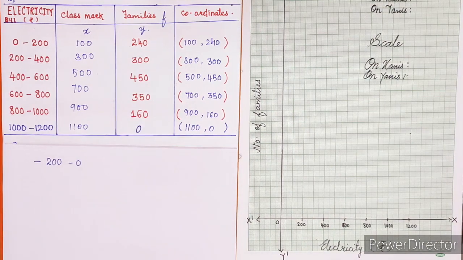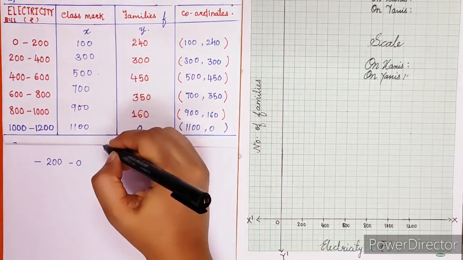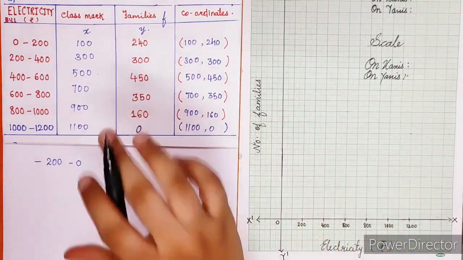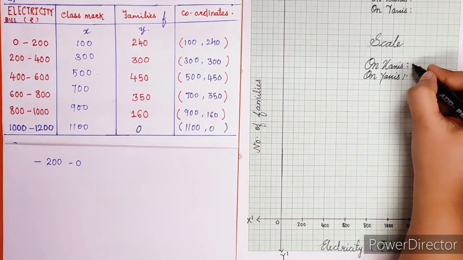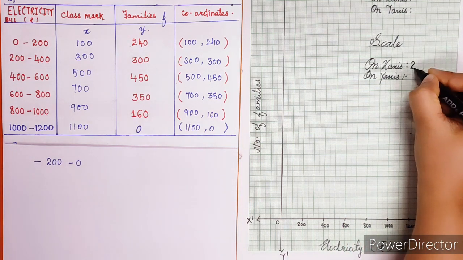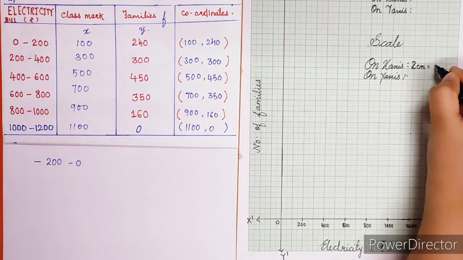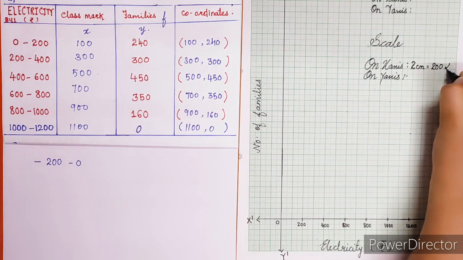On the x-axis, we'll be plotting the class mark. On the y-axis, we'll be plotting the families. Here I have written the classes on the x-axis: 0 to 200, 200 to 400, 400, 600, 800, 1000, 1200. You will see I have written the numbers leaving two boxes, which means 2 centimeters. So on the x-axis, 2 centimeters equals 200 rupees.